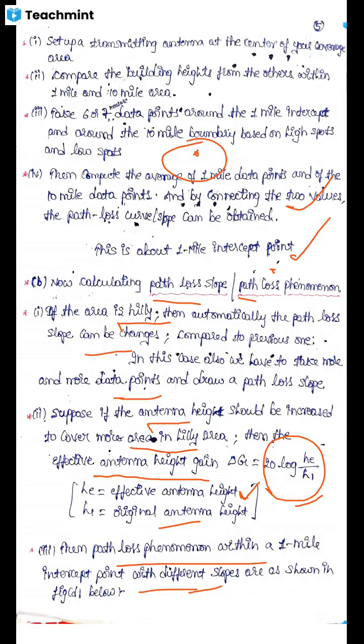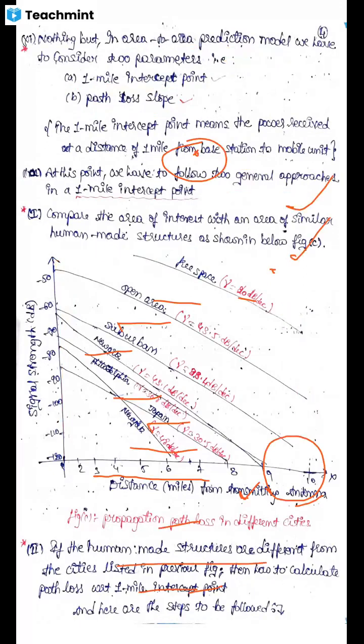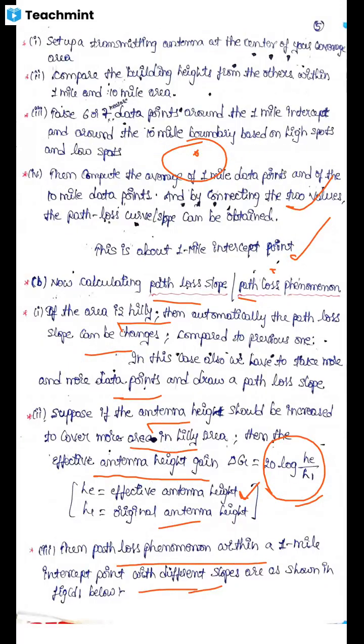And coming to the second parameter, that is the path loss slope. This path loss slope is also called the path loss phenomena. To obtain the path loss slope, one example was taken. If the height of the antenna should be increased due to a hilly area, so that it covers more area, then how will we change the antenna height? Simply, we will apply the correction factor. After applying the correction factor, we study the path loss curve by taking the high signal strength areas and low signal strength areas.